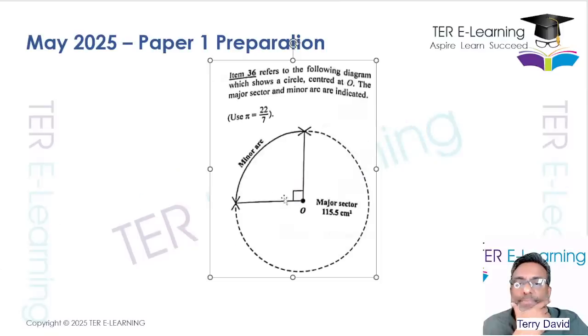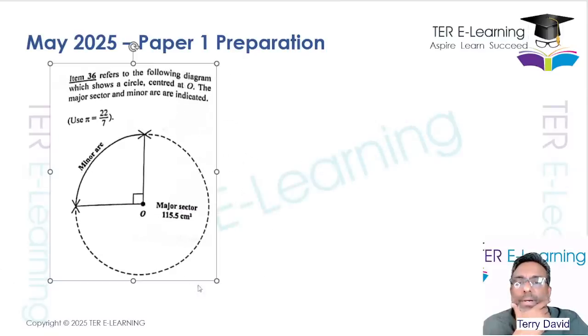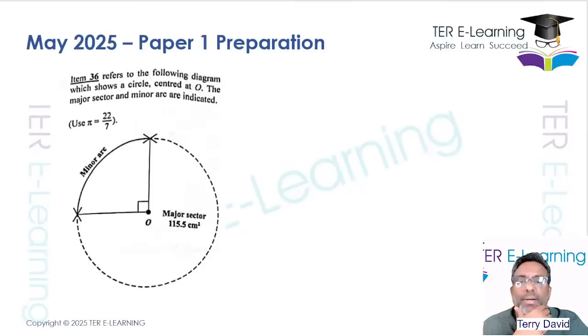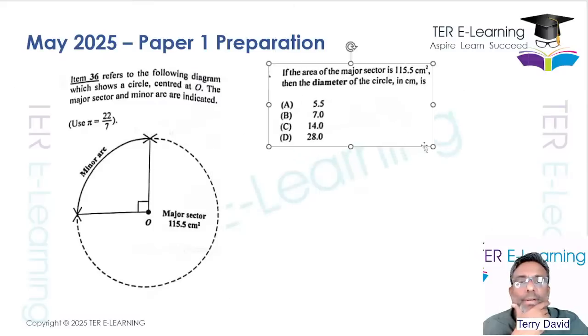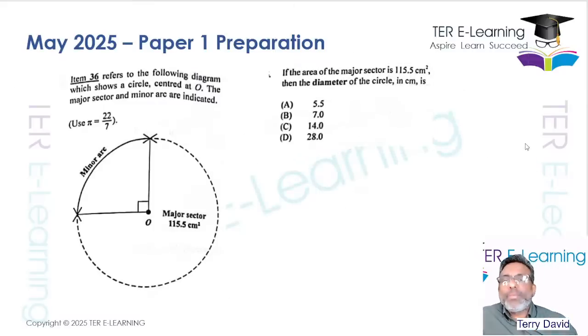Or this one. So we have a sector or a circle. See what they want us to work out here. The diagram shows a circle centered O, a major sector, and a minor sector. Now what they want us to work out here: if the area of the major sector is 115.5, then the diameter of the circle is what?